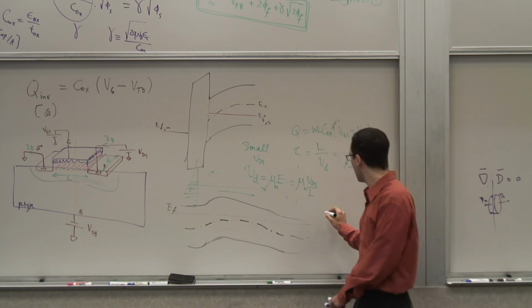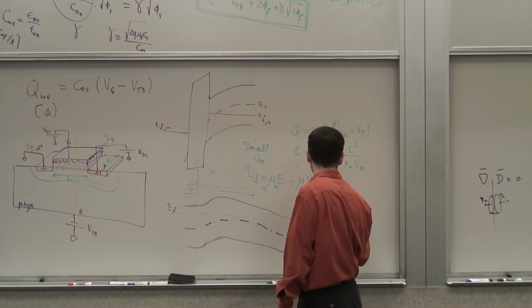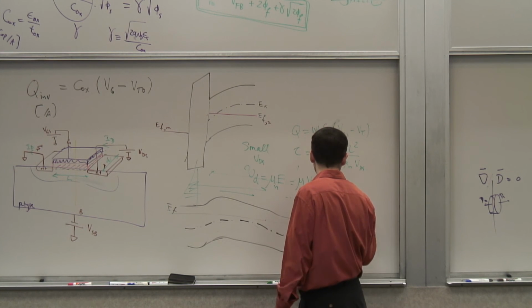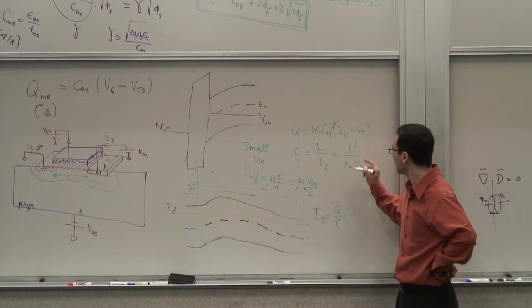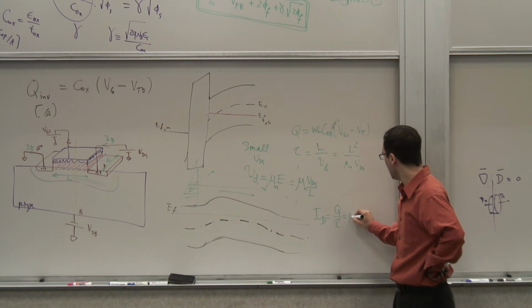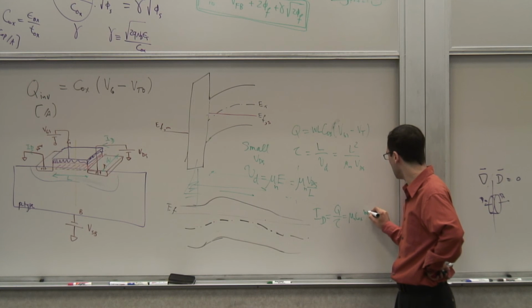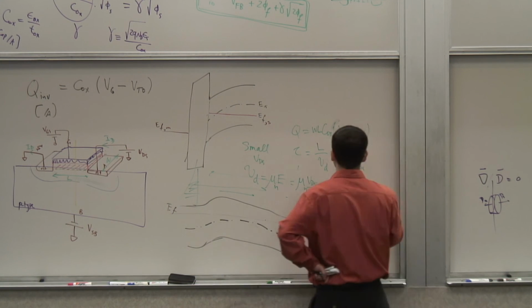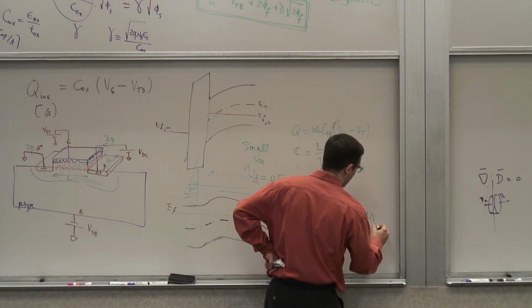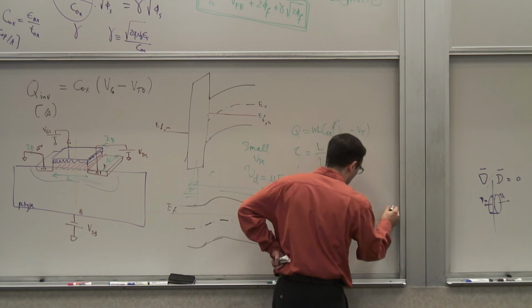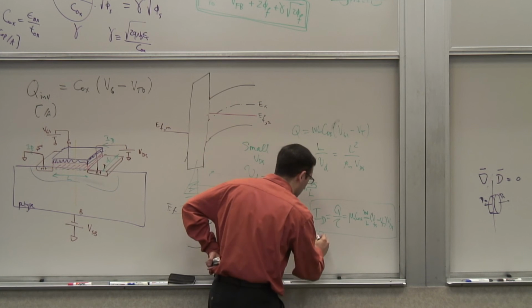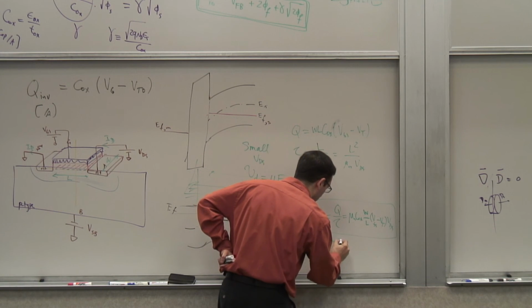What is the current? ID is the ratio of the charge to that time, the average current, under these conditions, a simplified assumption. So it's this guy divided by that guy. One of the L's from here cancels that one. You get mu n C ox W over L times VGS minus VT times VDS for small VDS.